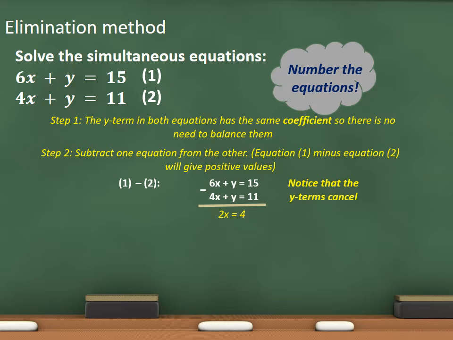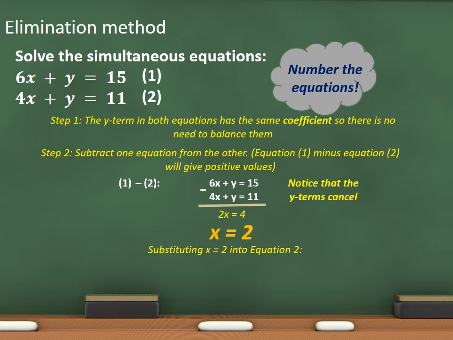To find the value of x, divide the two sides by 2. x equals 2. After finding x, I'm going to continue exactly in the same way as the previous lesson. If you add the two equations or if you subtract the two equations, it doesn't differ. After finding the value of the first variable, go and substitute in any of the two equations. I'm going to substitute in the second equation since the numbers are smaller, which is easier for me.